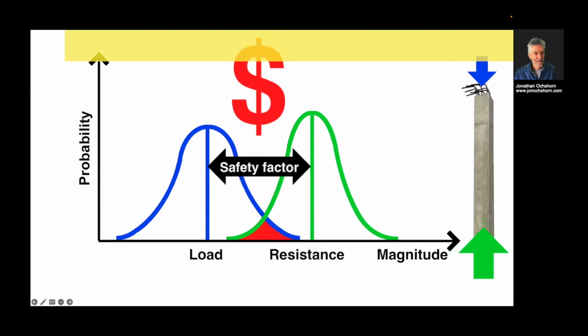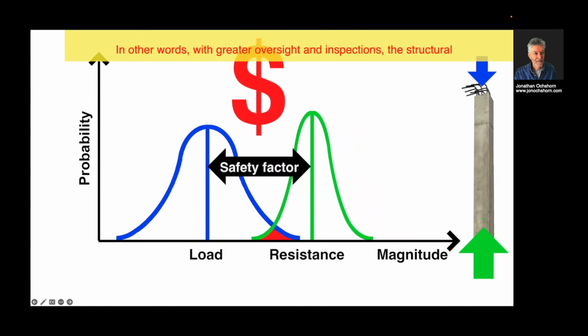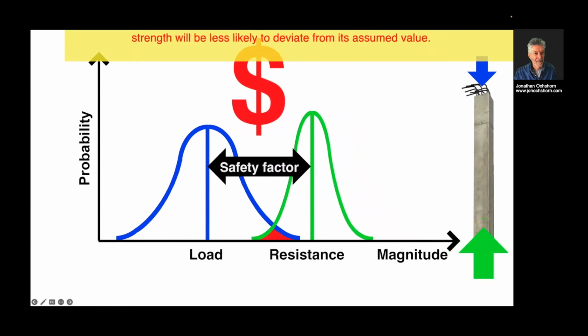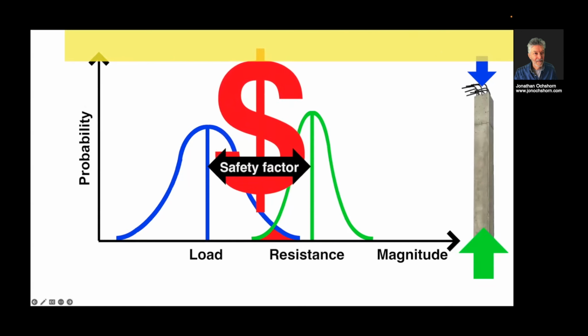area in the curve. And I should add that the steps taken by the Florida legislature to mandate structural inspections certainly make buildings safer and reduce the red area in the graph, not by changing the safety factors, but by directly narrowing the probabilistic risk curve shown in green. In other words, with greater oversight and inspections, the structural strength will be less likely to deviate from its assumed value. Such mandates also increase the cost of the building.